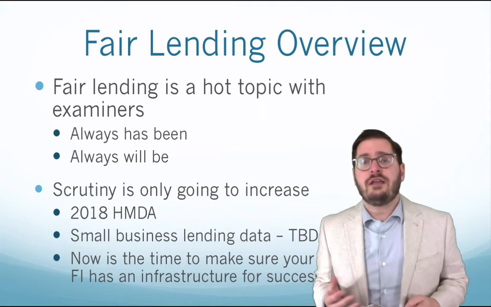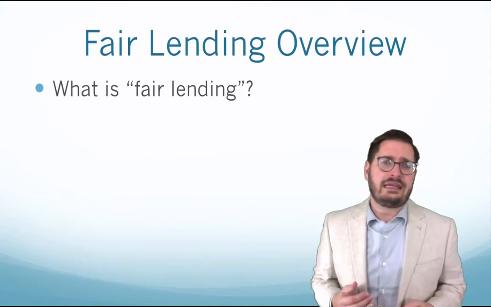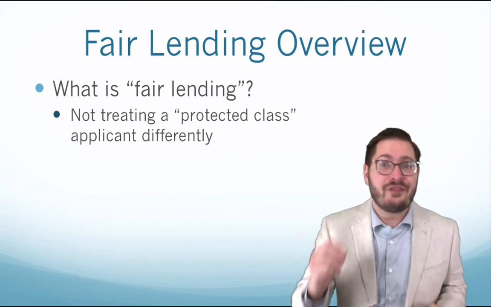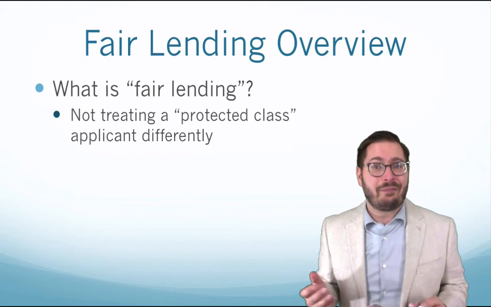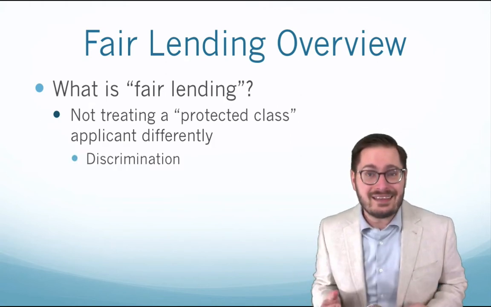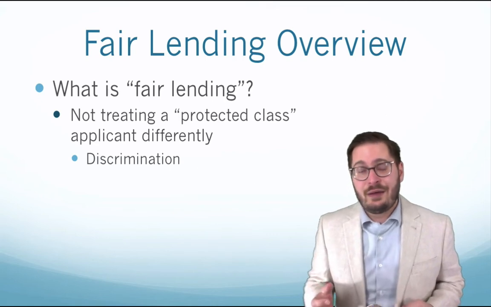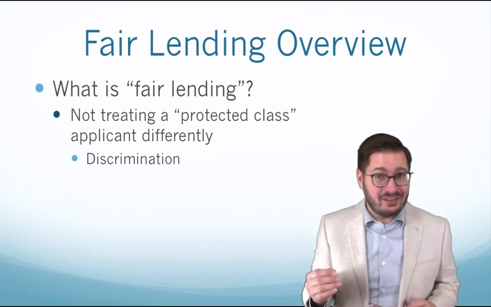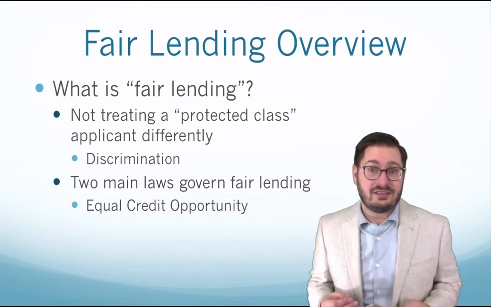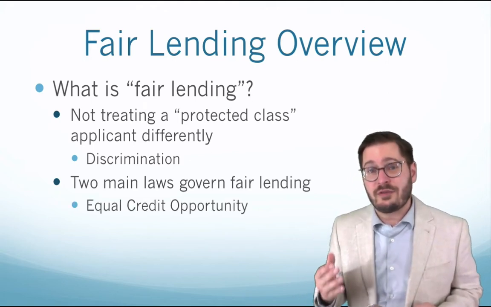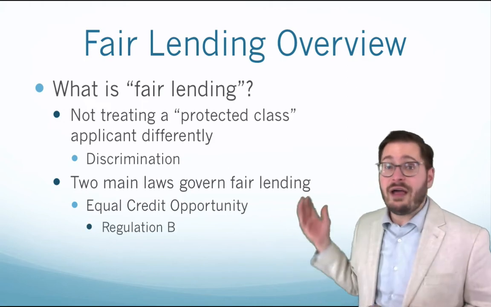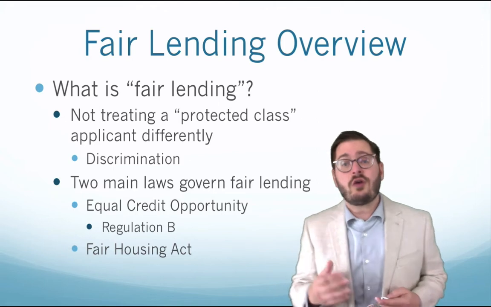So as far as a fair lending overview, let's talk about what fair lending is. Now, the bottom line with fair lending is that you're supposed to lend fairly, lend equally to all applicants. The bottom line is you cannot discriminate against a protected class applicant. Now, when it comes to protected classes, there are two laws that govern fair lending and define protected classes. The first law is the Equal Credit Opportunity Act, which is implemented by Regulation B, and the second law is the Fair Housing Act. So those are our two laws.